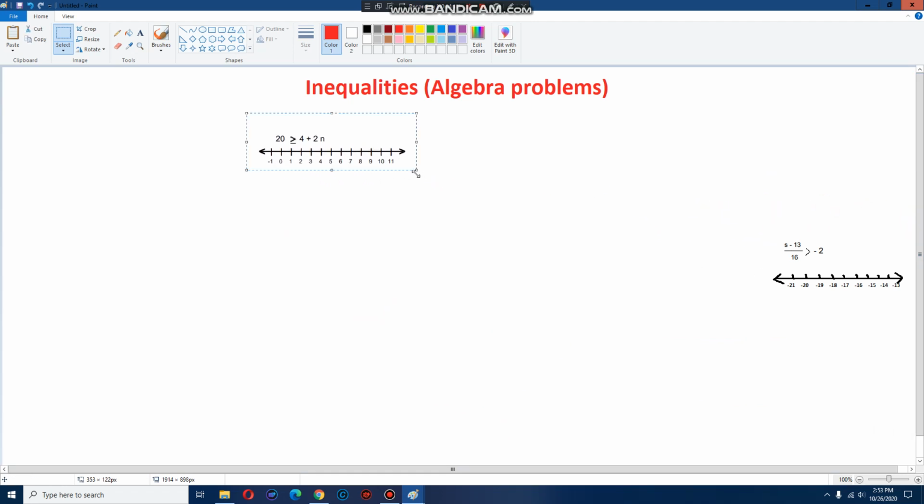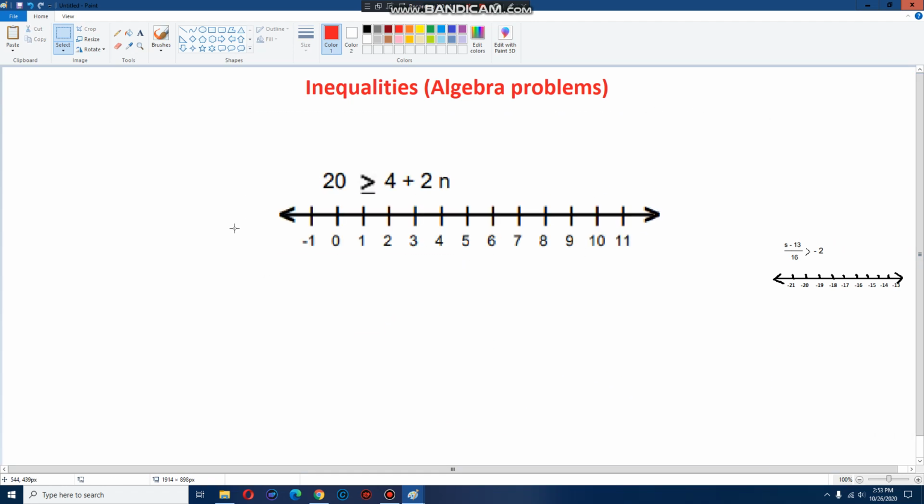Yeah, let's try this one. Same thing. 20 is greater than and equal to 4 plus 2n. Alright, same thing. Left and right. Best way to do this: 2n's on the right side.